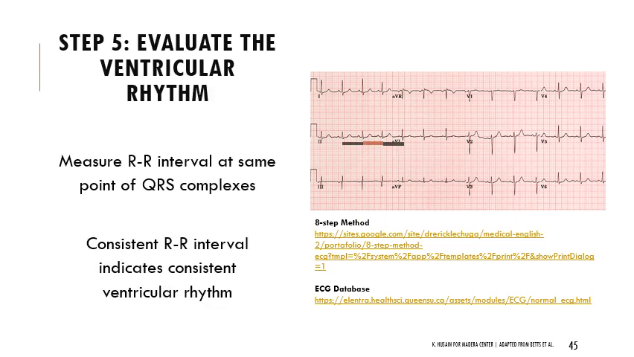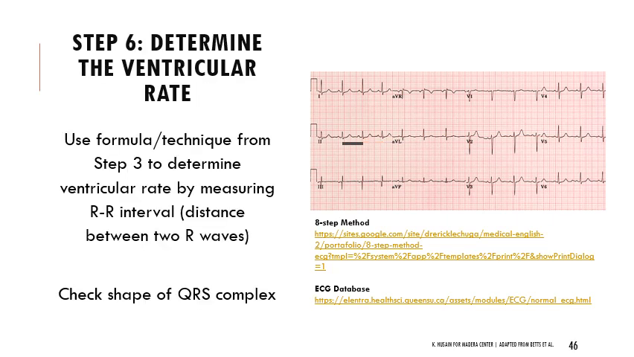After that, we evaluate the ventricular rhythm. You measure the RR interval at the same exact point of multiple QRS complexes. Because here you're looking from one complex to another, as long as you're consistent about what part of the QRS complex you're measuring, that's all that matters. If you have a consistent RR interval, then you have a consistent ventricular rhythm. After that, you get quantitative and determine the ventricular rate, using the same formula I showed you earlier. At this point, you can also check the shape of the QRS complex to see if it's what you're expecting.